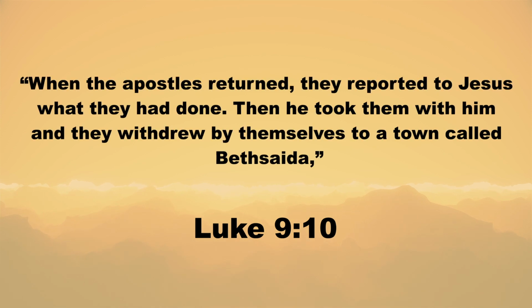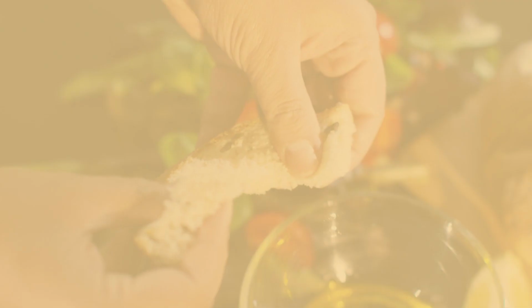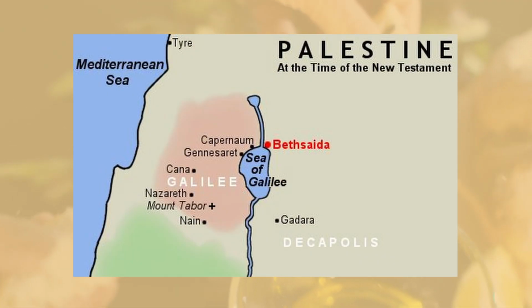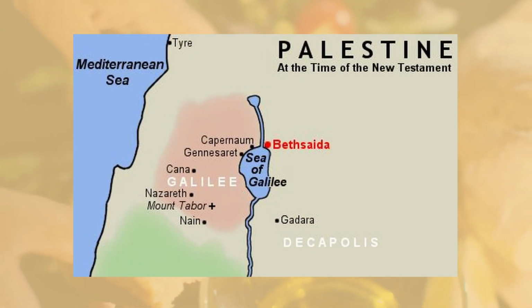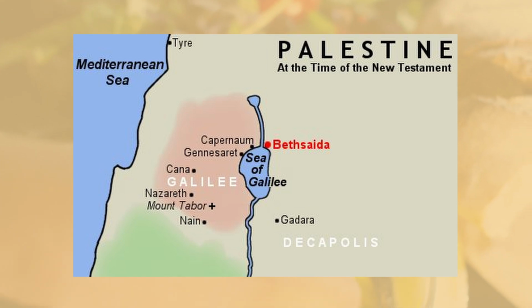Well, we find the answer when we connect three different passages. Look at Luke 9:10. When the apostles returned, they reported to Jesus what they had done. Then he took them with him, and they withdrew by themselves to a town called Bethsaida. Here we see that the feeding of the 5,000 took place near a town of Bethsaida, which was likely near the northeastern shore of the Sea of Galilee.